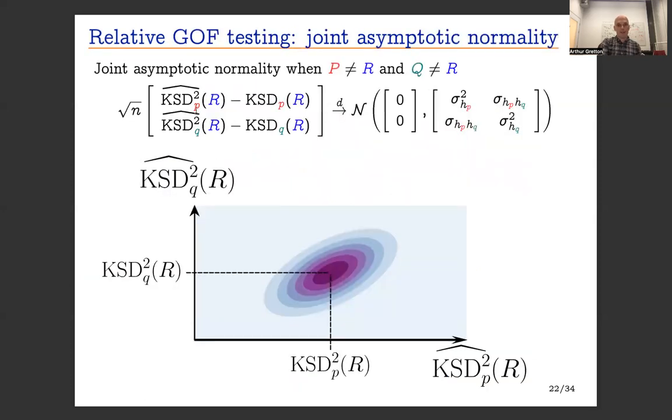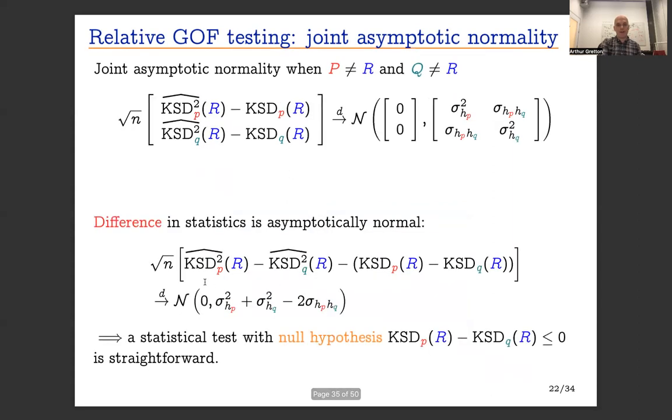Now, because we know that P is asymptotically normally distributed around its mean, and Q likewise, these have a joint asymptotic normal distribution, illustrated here, which makes a relative test very straightforward. So I just take the difference, and this difference is going to be asymptotically normally distributed around its mean, and the variance is going to be given by these sigmas, which are given by the joint asymptotically normal distribution. So it's very straightforward, thanks to this normality, to get a statistical hypothesis test with the null hypothesis that P minus Q is less than 0.